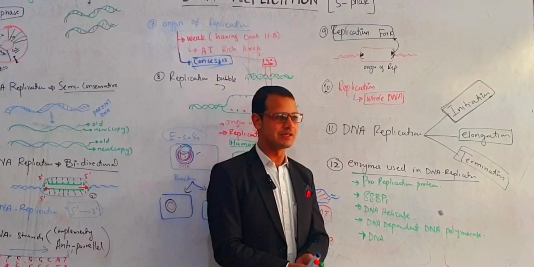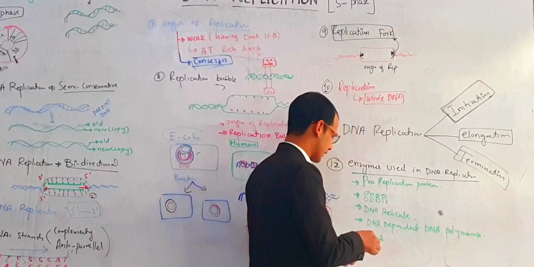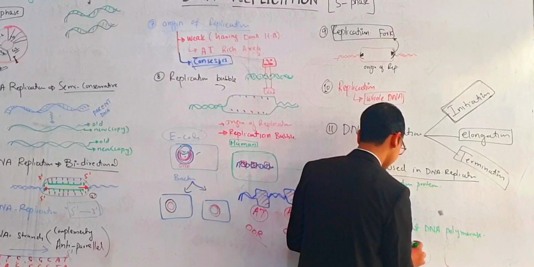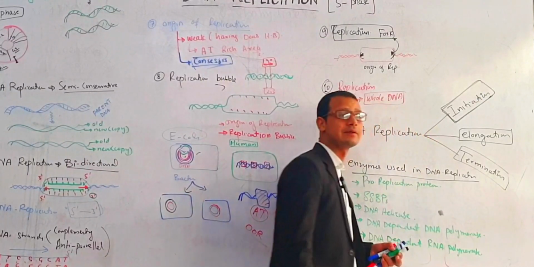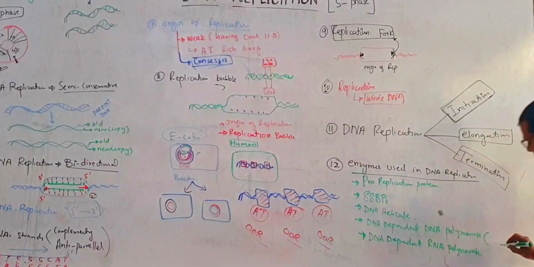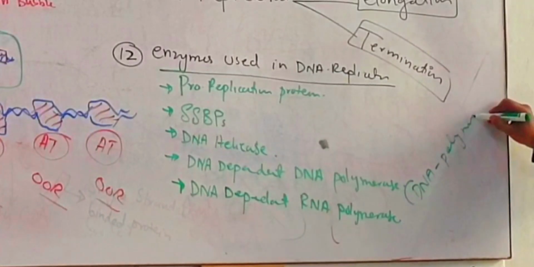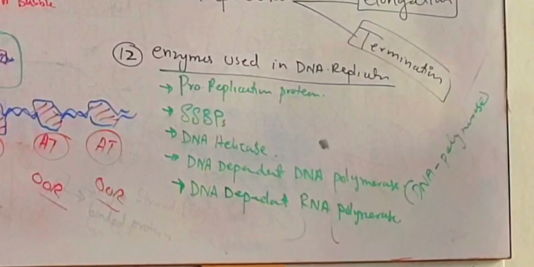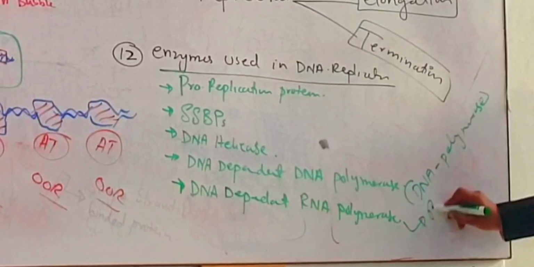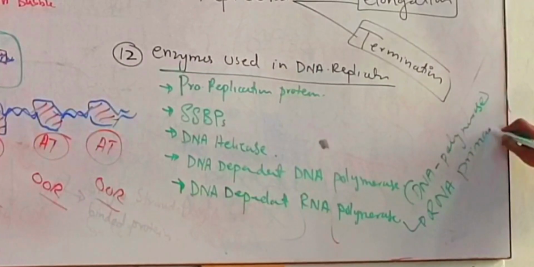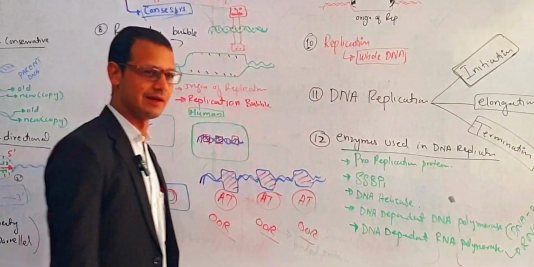DNA dependent. Attention please. DNA dependent DNA polymerase. The next one is DNA dependent RNA polymerase. But there are some other names also for these two. DNA polymerase has a lot of types, and they are very keen, very clever. These are called RNA primase. You have an idea about RNA primase and DNA polymerase because I have given you that, right?